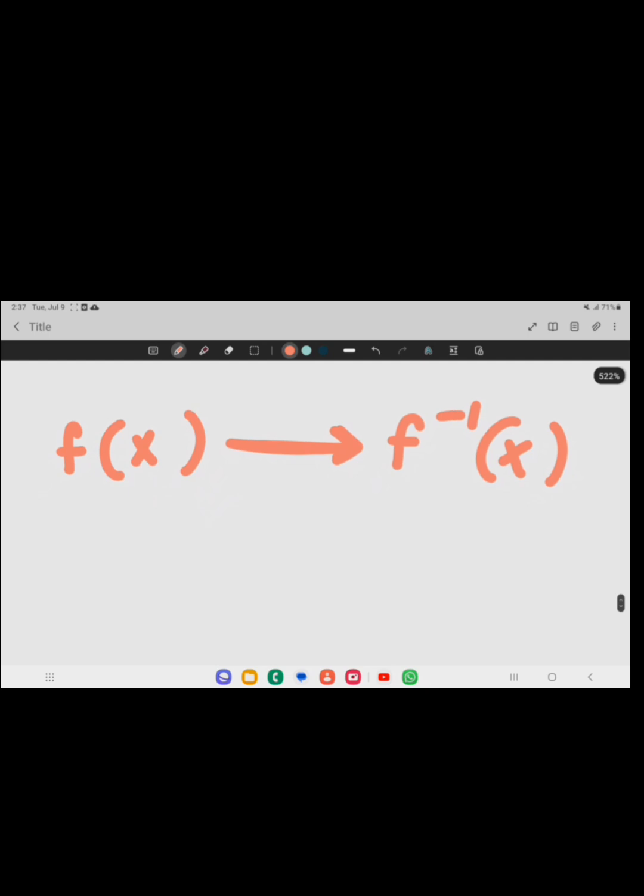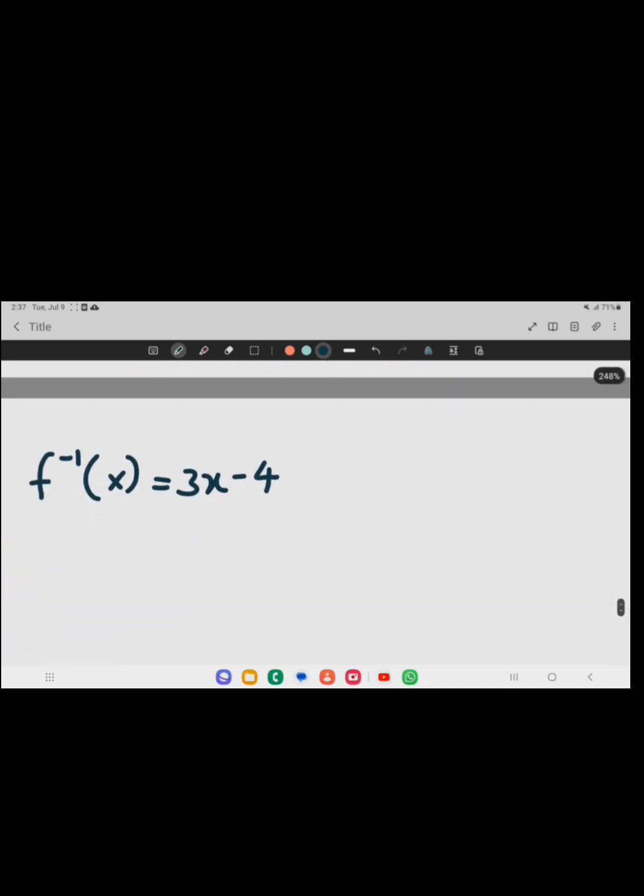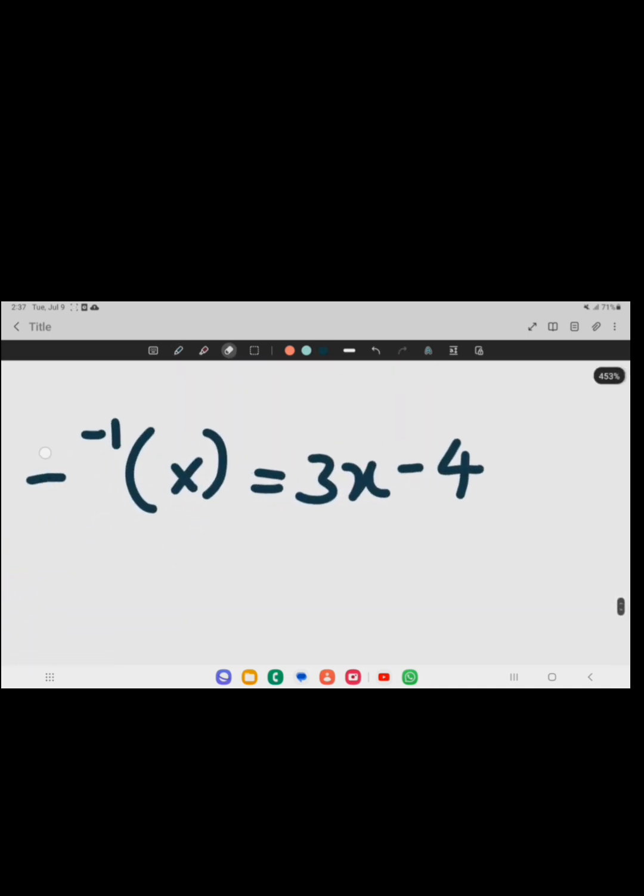There is also another type of question where sometimes they will give you the inverse function and then ask you to find the function. So that is what we're going to do here. Actually, the same steps only. The first step would still be the same.